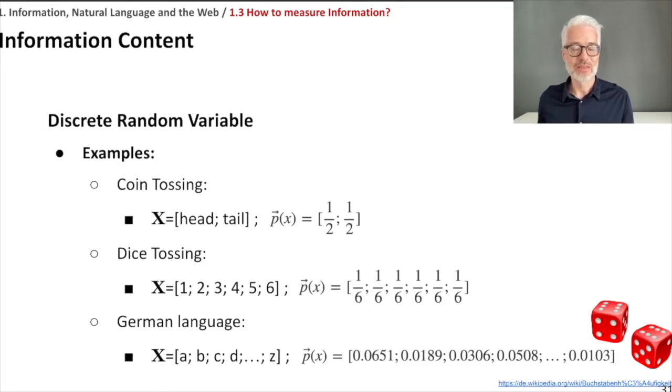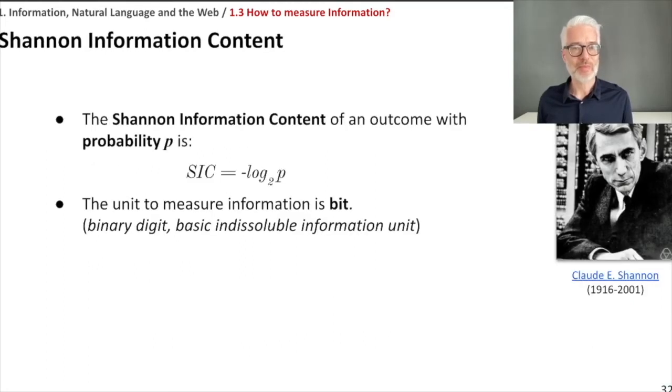So here you can simply follow that link, you can also look up the probability mass function, so the probability of occurrence of a specific letter in German language or also in other languages. So this is simply for describing the behavior of these kind of events.